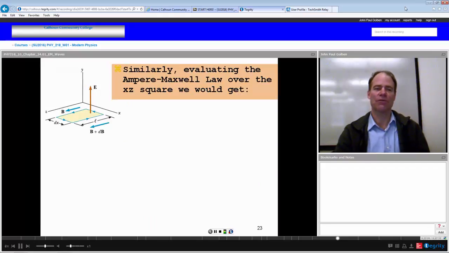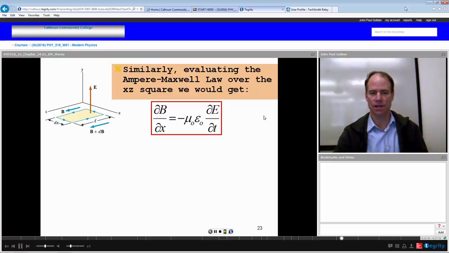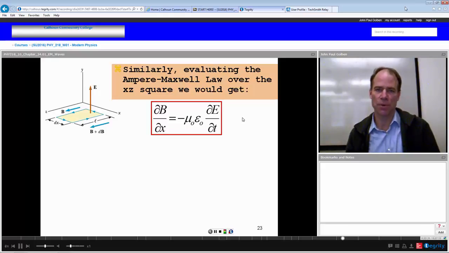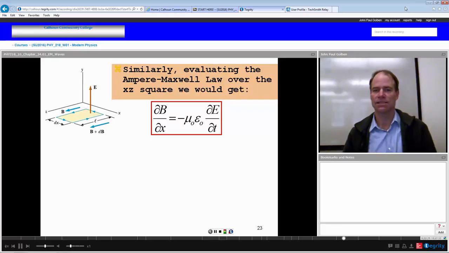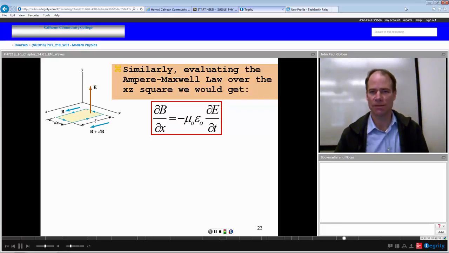If we evaluate a similar thing over the xz plane and evaluate the Ampere-Maxwell law over that plane using the same kind of integration as what we just did for Faraday's law, we would get a similar type of result, that the partial derivative of the magnetic field over dx is equal to a negative mu naught epsilon naught partial derivative of the electric field over time.